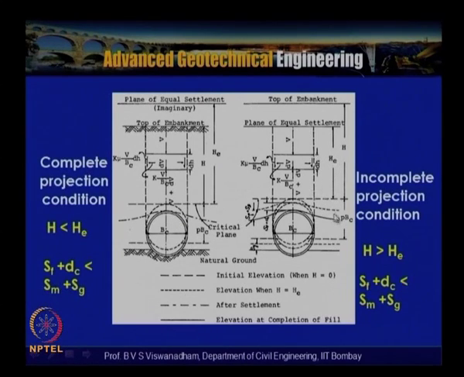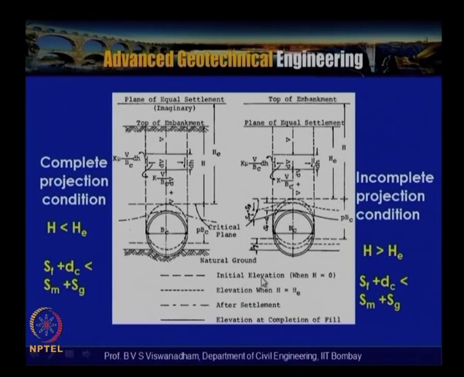So in this case the plane of equal settlement is less than the height of the embankment. You can see that H is greater than He. So this is the critical plane also in this case, where SF plus DC is less than SM plus SG. So this is the incomplete projection condition.